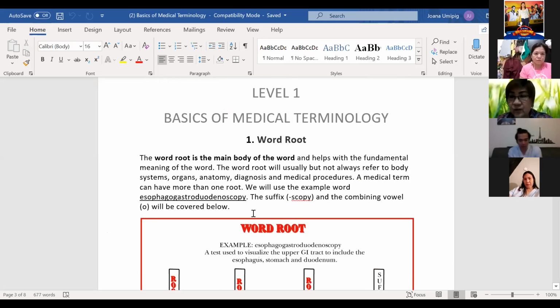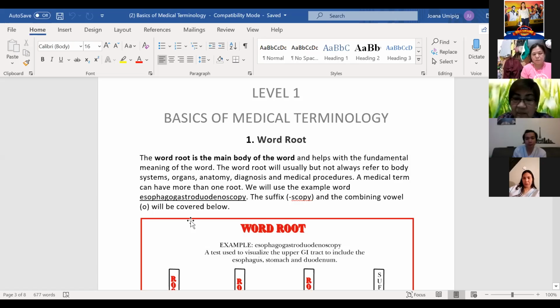The word root is the main body of the word. So it is called a root word or a word root. And it gives the fundamental meaning of the word. The word root will usually, but not always, refer to body systems, organs, anatomy, diagnosis, and medical procedures. A medical term can have more than one root. So we will use an example word.